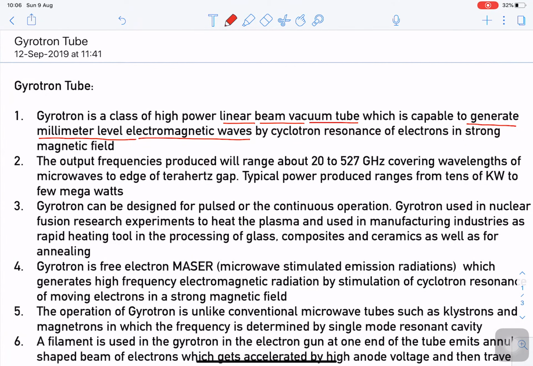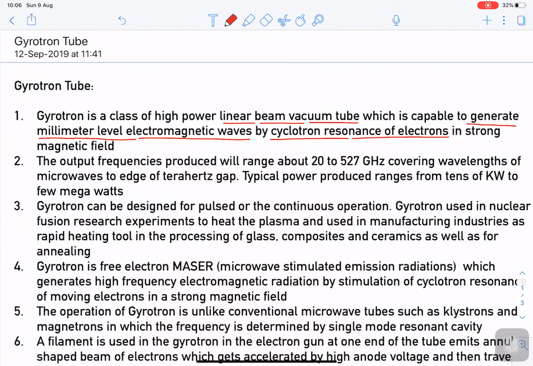This statement is very important: it is going to generate millimeter level electromagnetic waves by cyclotron resonance of electrons. This process is very important, please remember. Here we are not utilizing the process called velocity modulation, but we use a process known as cyclotron resonance of the electron. This is a specialized process with which this particular tube operates.